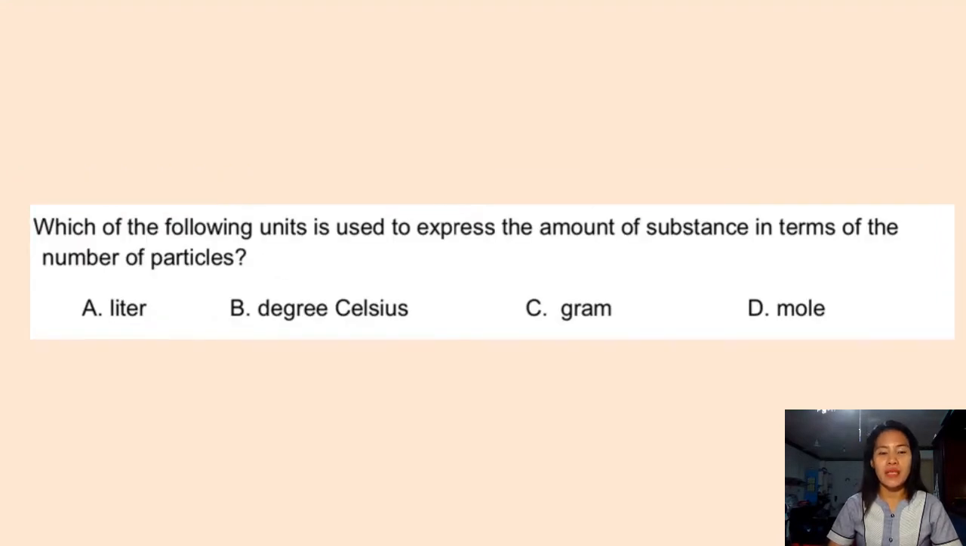Which of the following units is used to express the amount of substance in terms of the number of particles? A. Liter. B. Degree Celsius. C. Gram. D. Mole. 5 seconds to answer. You can make your wild guess. And the correct answer is letter D. Mole.